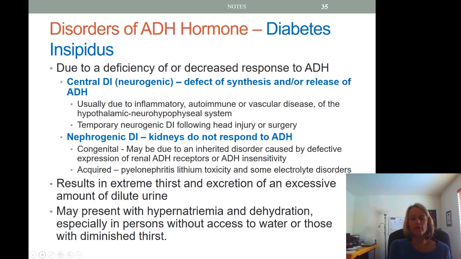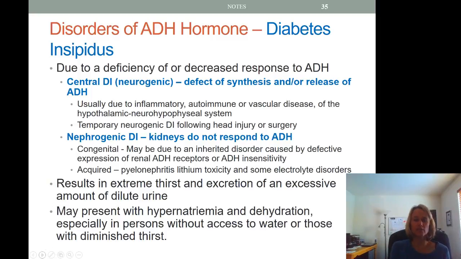A disorder of antidiuretic hormone, in which we either have an insufficient amount or the body is insensitive to it, is called diabetes insipidus, not to be confused with diabetes mellitus, which refers to sweet urine. Diabetes insipidus has a tasteless urine. There's no sugar in it. And this can be due, like I said, either to a deficiency or a decreased response.